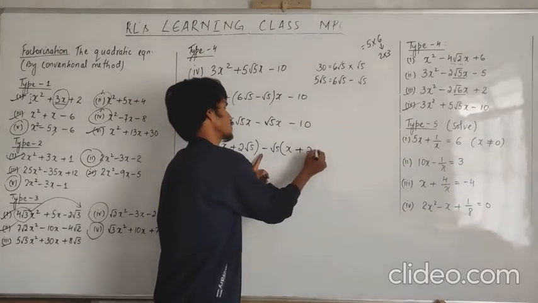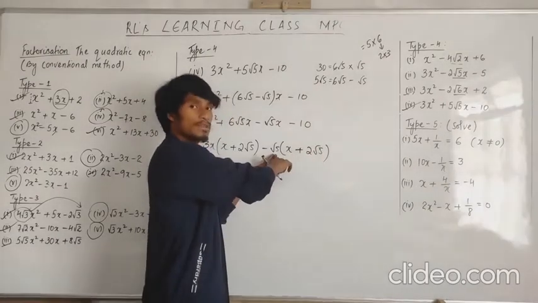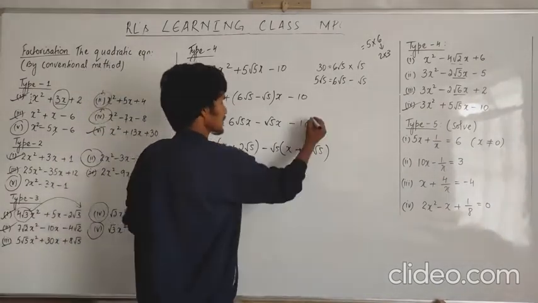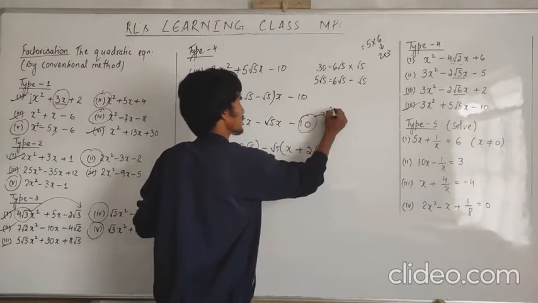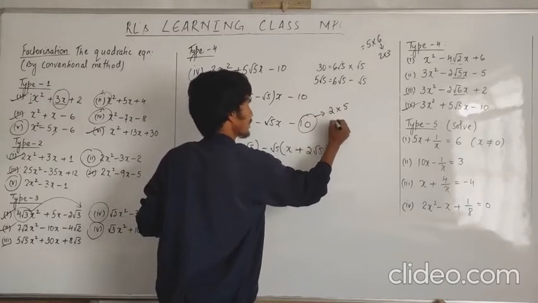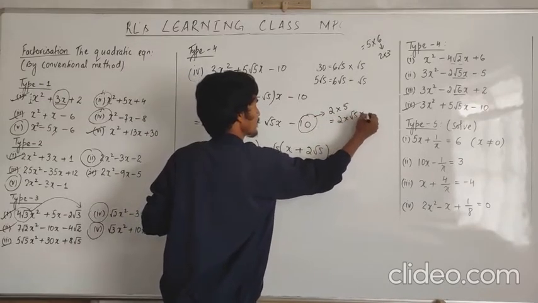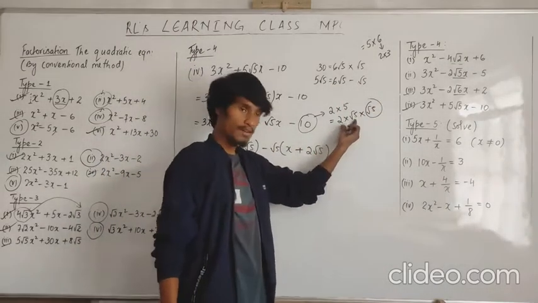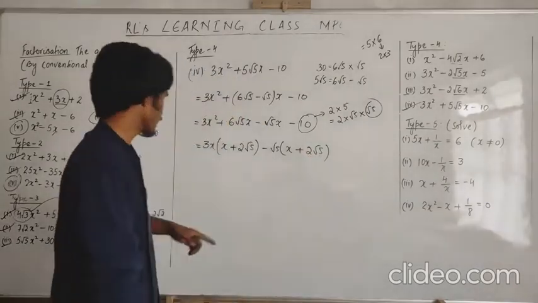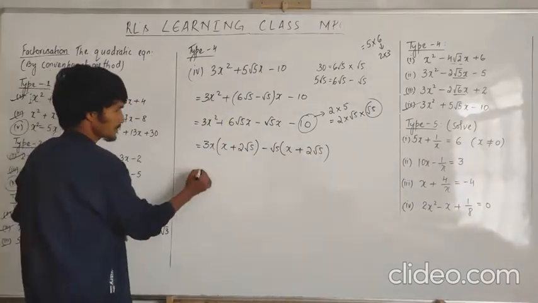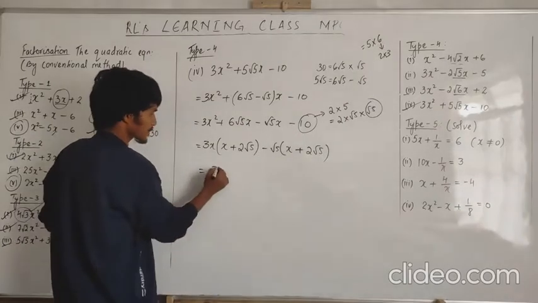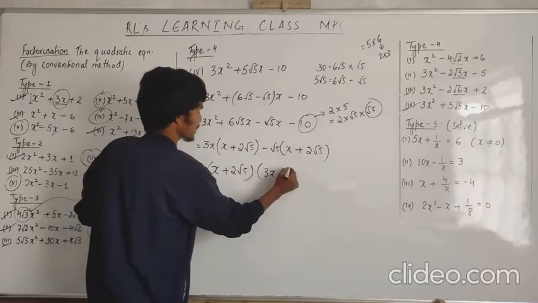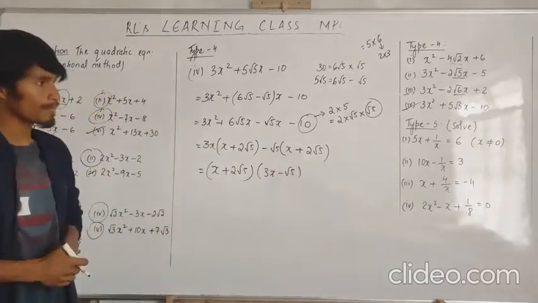Then this can write as 2 root 5. Because root 5 into 5, 5. And 5 into 2, 10. Because this 10 I can write as 2 into 5 and 2 into root 5 into root 5. But this root 5 is already here, and what left is 2 root 5, and this is why we got here 2 root 5, like this one. Then now x plus 2 root 5, x plus 2 root 5 is common. Then 3x minus root 5. That will be the answer for this.